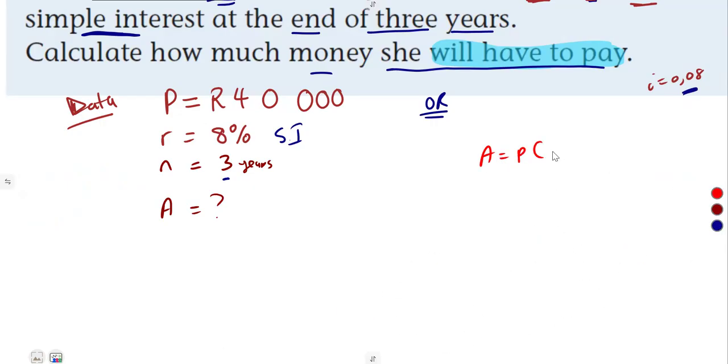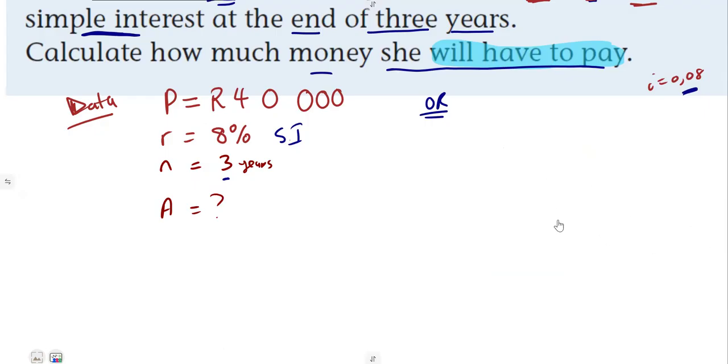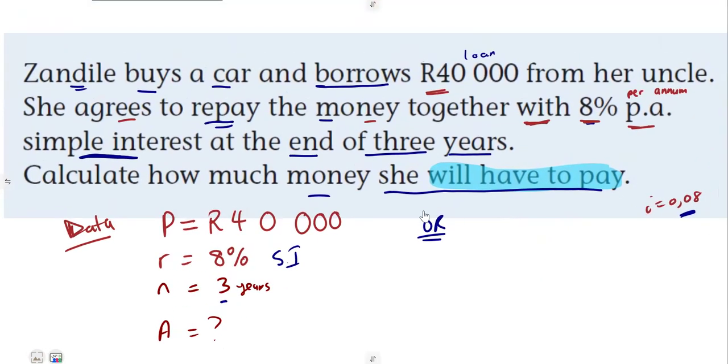Amount is equal to P into 1 plus IN, but I is supposed to be a decimal. So P is 40,000. Then open bracket 1 plus our I there is 0.08, times N, the number of years, which is 3. You're going to obtain the same answer from there. So this is it: the accumulated amount at the end. How much money she will have to pay at the end of 3 years.